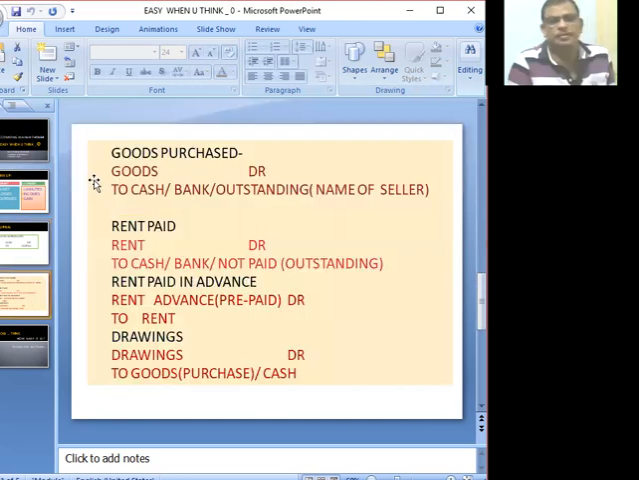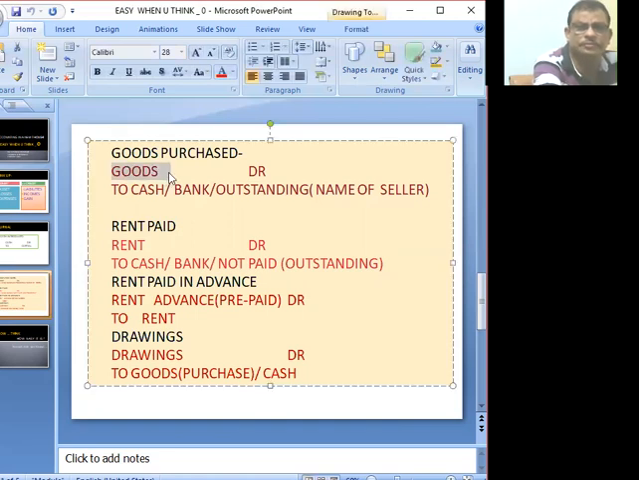In any business, we can record any number of transactions, but I have given the short format of this. Suppose you see goods purchased, after cash introduction, then we can go for the goods purchase. When goods are purchased, we have to think of what goods are. What is goods? Goods means any asset.